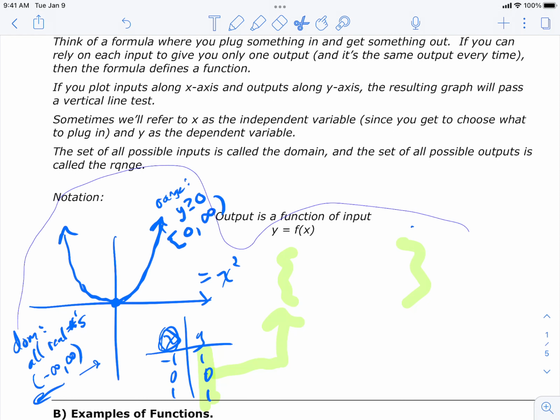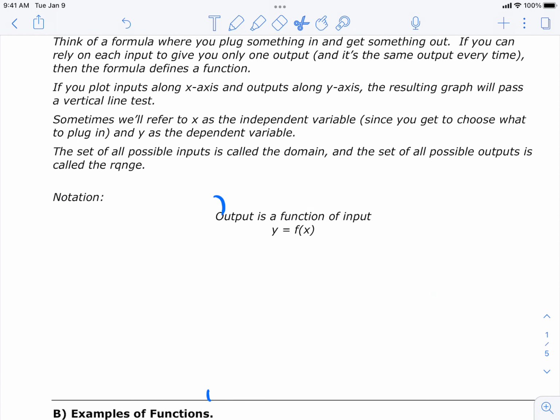Now let me get this stuff out of here because it's crowding me. Here's what we're going to need to get used to today in particular. Is the notation for a function. So if you have a function, let's just call a function a formula that behaves well. You plug in something for X, you only get one answer for Y. Okay, it behaves well. The graph passes a vertical line test. You can talk about domain, range, independent, dependent variables if you want. But here's the thing that we really have to do. We have to adopt a function notation. When you have a function, instead of just saying y equals x squared like I did before, we're going to adopt this notation.